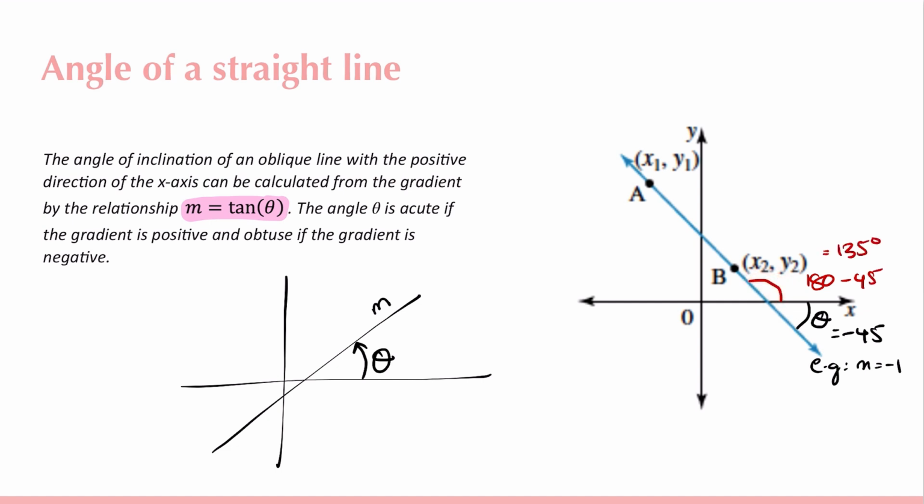So that theta, if it's a positive, will be the acute angle. If it's a negative, it'll be, again, the acute angle, but it's beneath the x-axis. It'll be a negative, so all you have to do is 180 minus that angle, and it'll give you this part here.